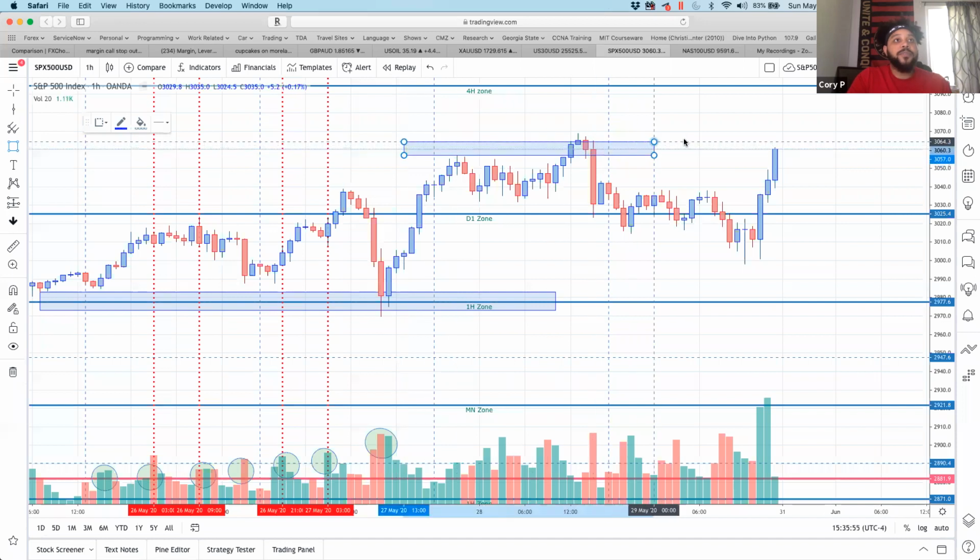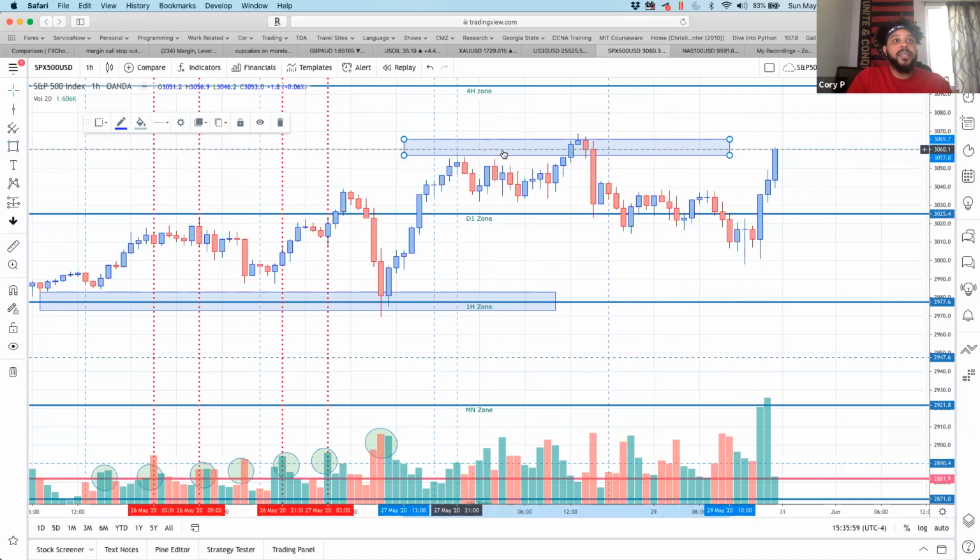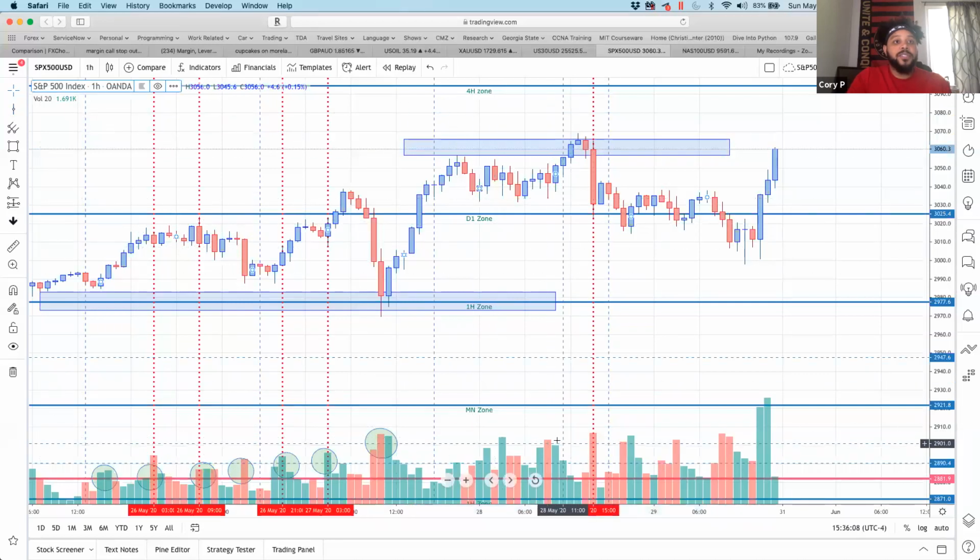It found some support area, supply zone up here. And then new players came into the market. What do we got right here? We got volume. We can see the volume started to slow down from here.